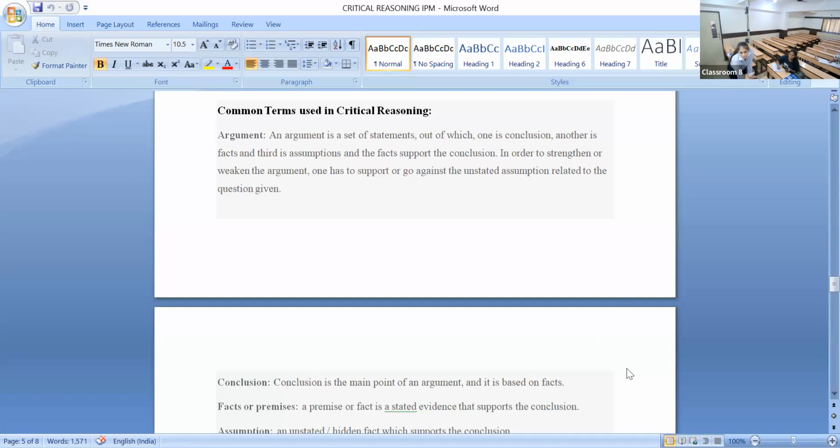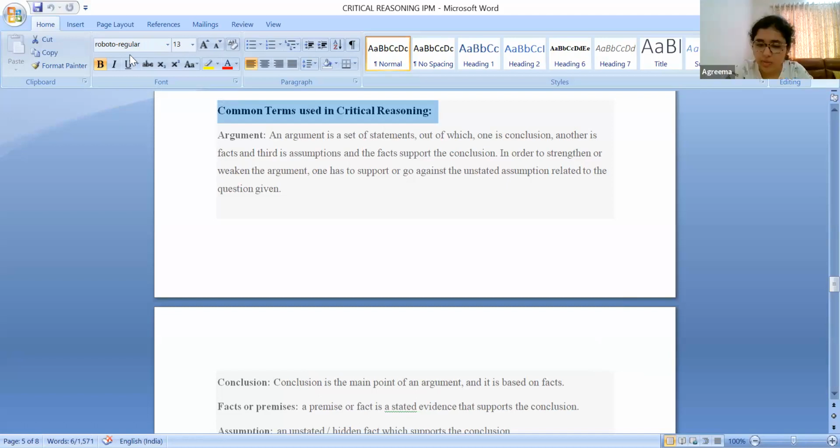What do I need to do now? What do I need to do? Where is it? Where has she shared? Agrima, you haven't shared yet? No, ma'am, I was finding the files. Just a minute, I found it. I'll share. Okay, okay.